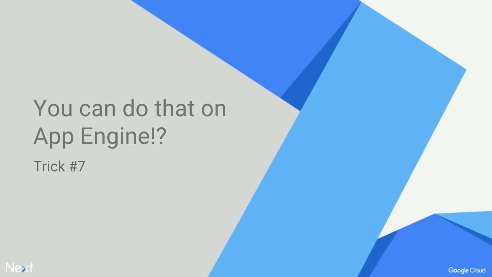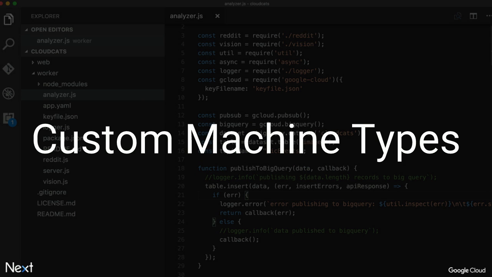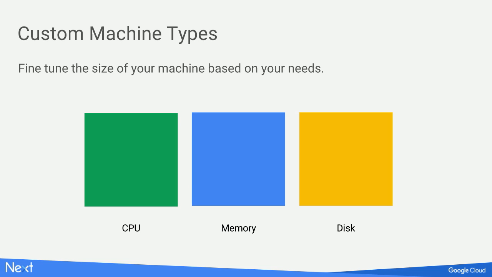So that leads us to trick number 7 of what you can build on App Engine. Because it's so CPU intensive, I want to customize the underlying hardware. And this is a new thing that you can do on top of App Engine, in GA as of this week. To do that, we're taking advantage of Google Compute Engine's custom machine type feature. Now, what this lets us do is size our instances not based on a pre-canned set of machine types, but completely tailored to our needs.